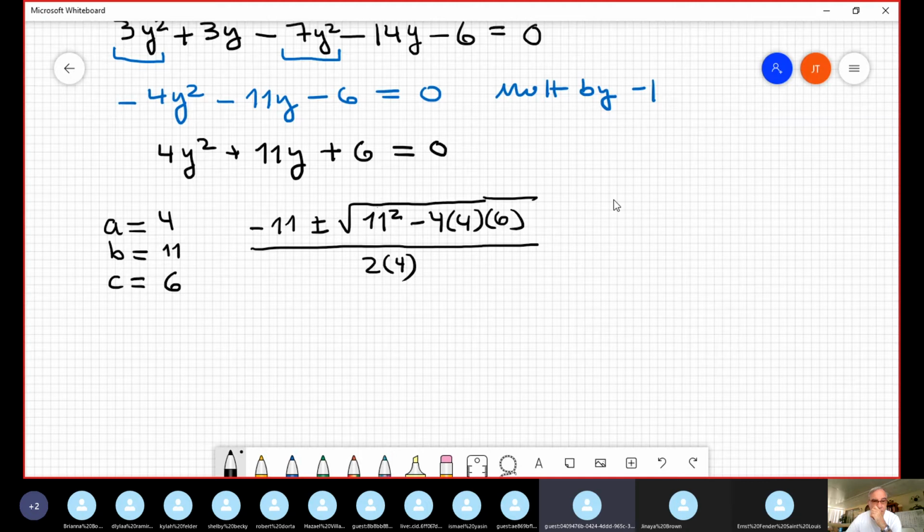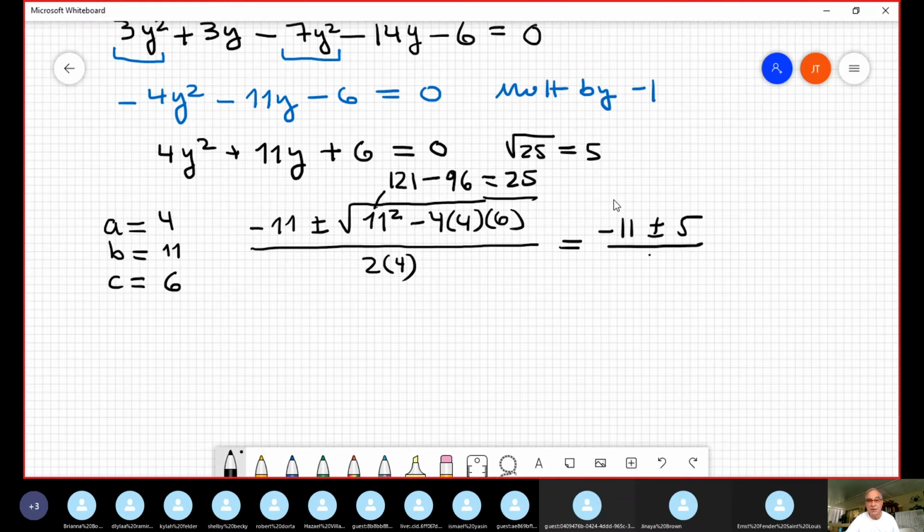Okay, you put in the calculator 11 squared, 121, no? The rest is 4 times 4. 4 times 4 is 16, no? And 16 times 6 is 96. And subtracting 121 minus 96 is 25. Nice. I like that because the square root of 25 is 5. So far we have minus 11 plus or minus 5 divided by 8, which is 2 times 4. And you separate.